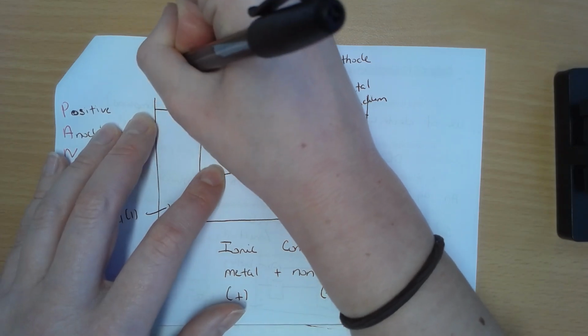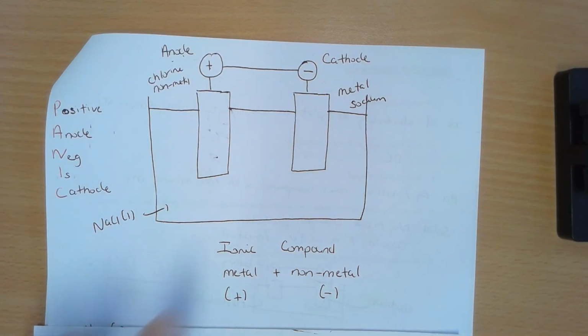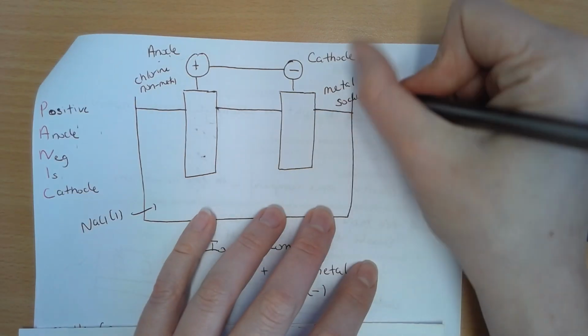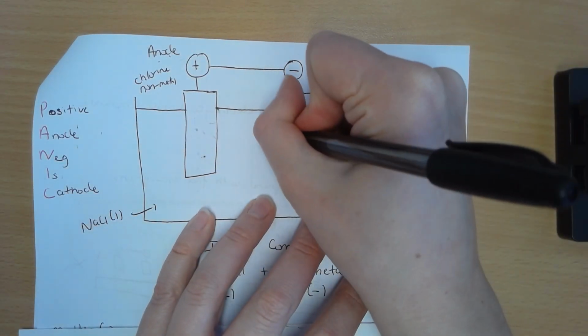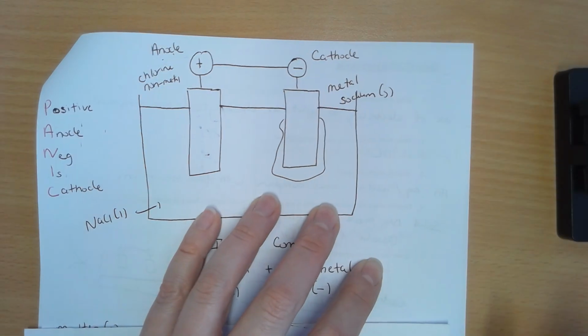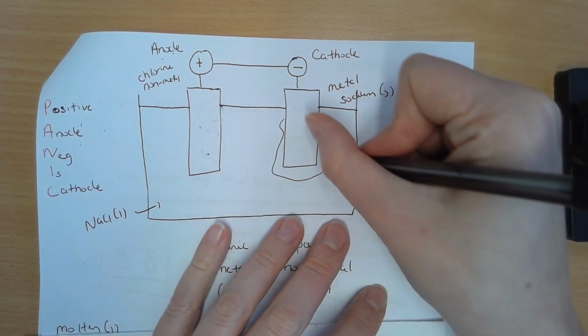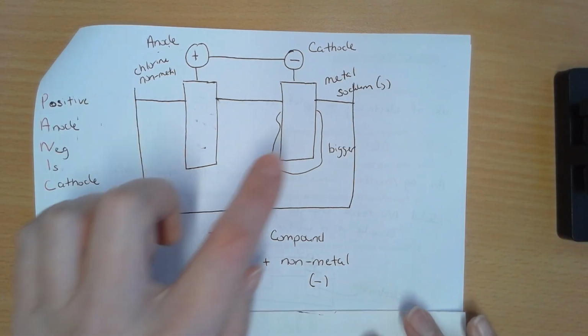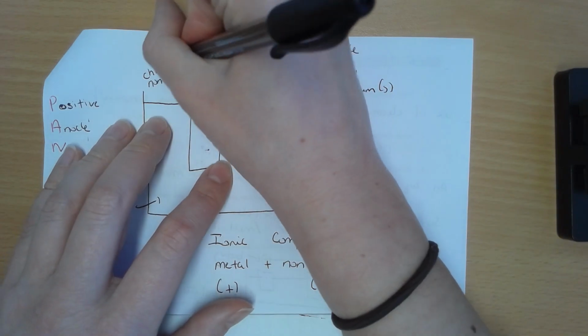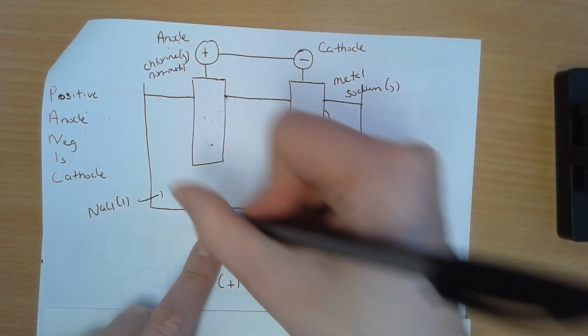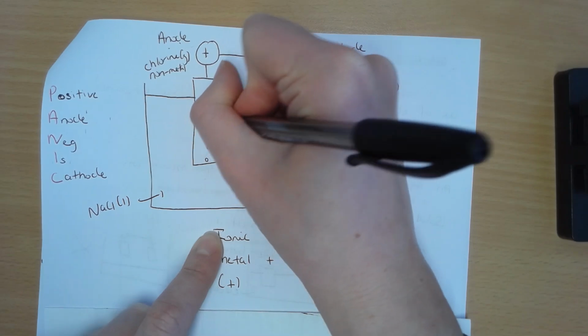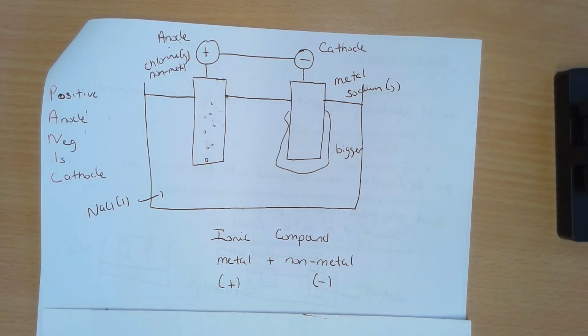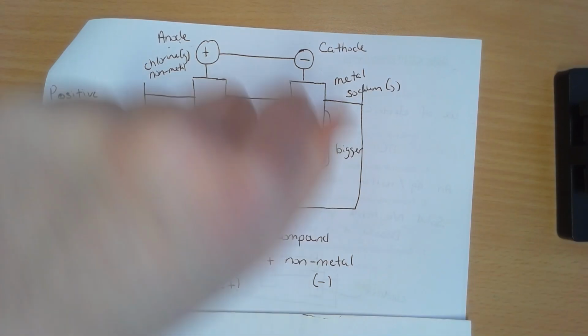And in terms of what you'll actually see, because sodium is a metal, and it's solid, you'll see solid metal build up around the cathode, and the cathode is going to get bigger because of all that solid metal building up. Chlorine is a gas, and because it's a gas, you are going to see bubbles at the anode, and that's how you'll know chlorine gas is being produced.